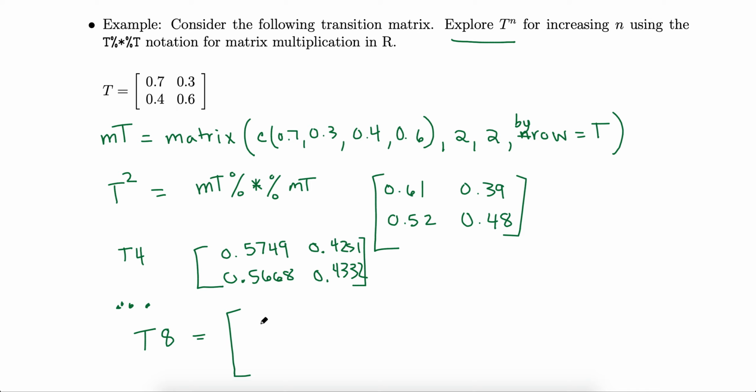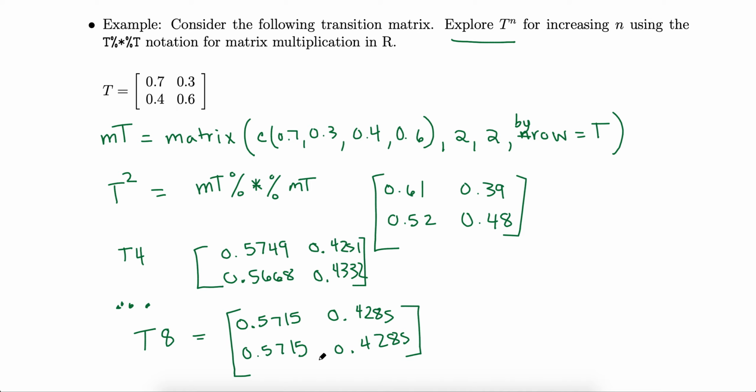All right, hopefully you've paused and tried this in R a little bit on your own. I went up to T to the 8th, and I got something like this: 0.5715 and 0.5715 for my first column, 0.4285 and 0.4285. All right, that's kind of cool. What do you notice? Hopefully it's obvious.